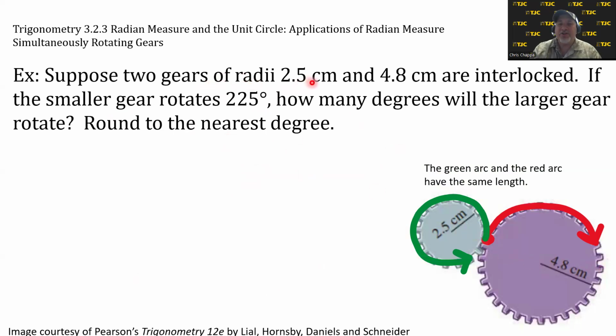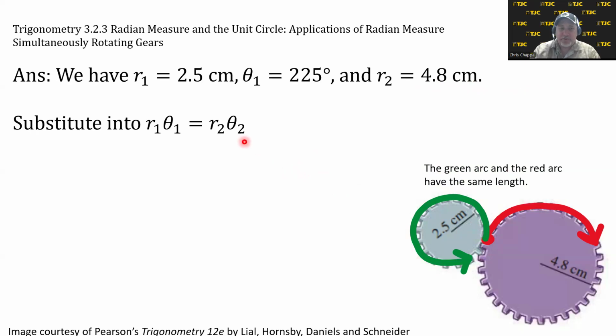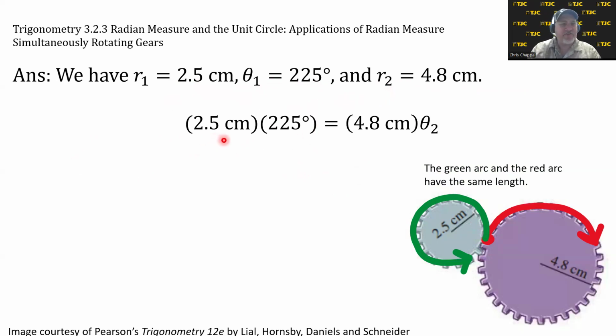Suppose two gears of radii 2.5 centimeters and 4.8 centimeters are interlocked with teeth. If the smaller gear rotates 225 degrees, how many degrees will the larger gear rotate? Round to the nearest degree. Well, we have a convenient equation. The product of r and theta is equal for each gear. We have R1 equals 2.5 centimeters, theta 1 equals 225 degrees, and R2 equals 4.8 centimeters. So we substitute into our equation, and we get 2.5 centimeters times 225 degrees equals 4.8 centimeters times theta 2.